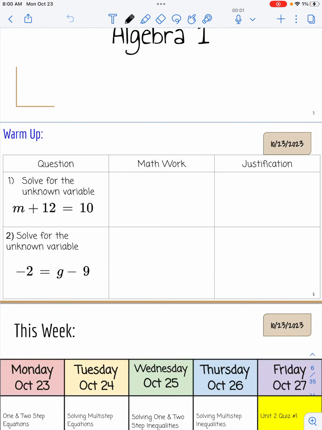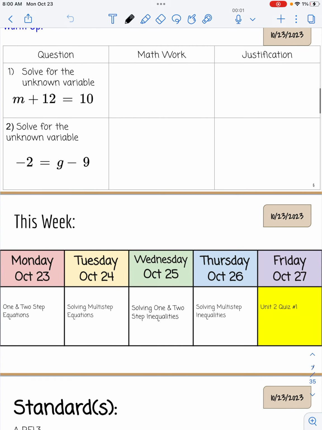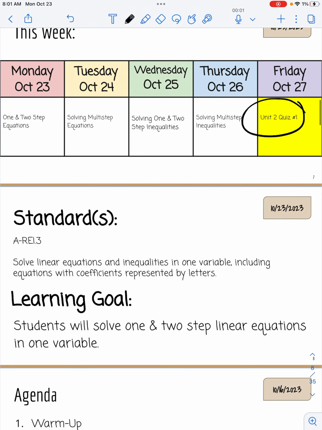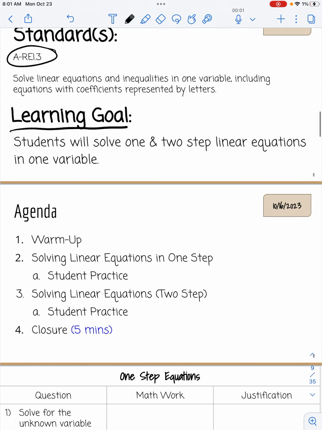Good morning. So right after the warm-up, I just wanted to show you what this week is going to look like. We do have a Unit 2 Quiz 1. And we are going to have you guys copy the standard, which is AREI.3, solve linear equations and inequalities in one variable, including equations with coefficients represented by letters. And the learning goal, which is students will solve 1- and 2-step linear equations in one variable. Go ahead and copy that down.